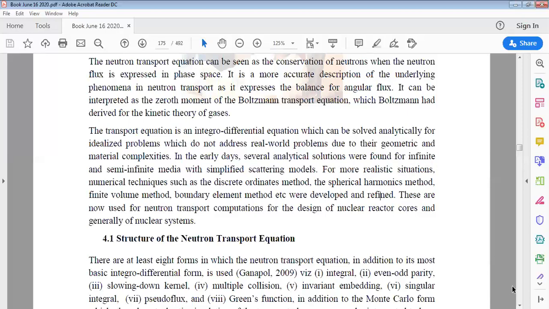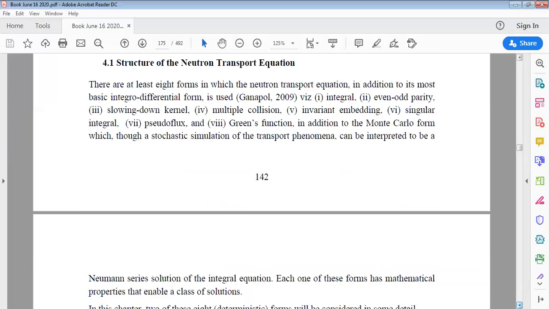Okay, so now what is my objective here? The objective is to look at the structure of the neutron transport equation. What is it? When you go through the literature, you find that there are so many forms in which it is expressed. There are at least 8 forms of the neutron transport equation that I am aware of.